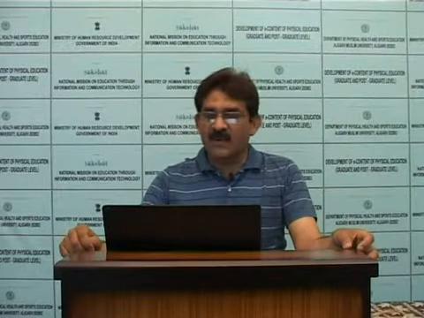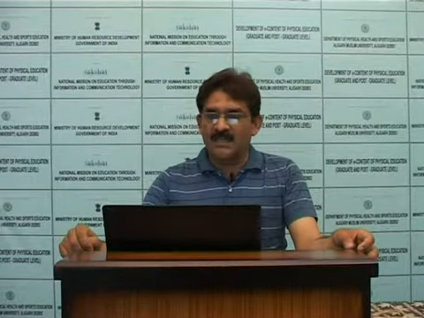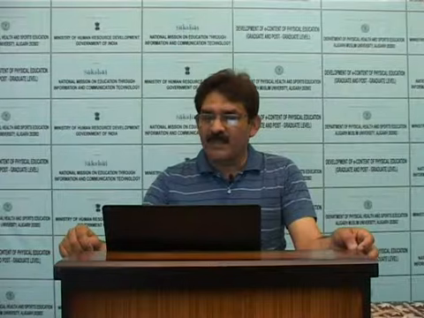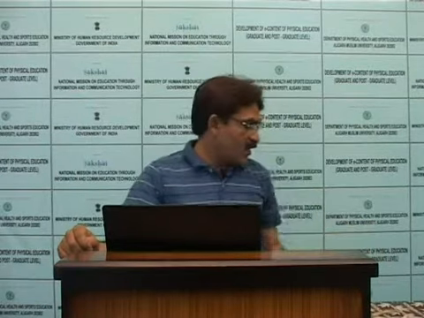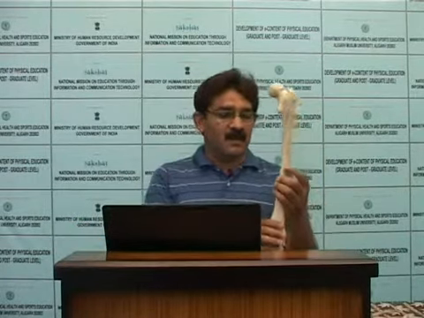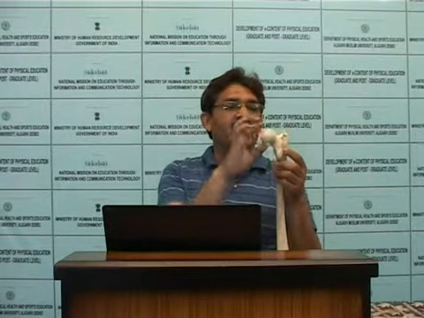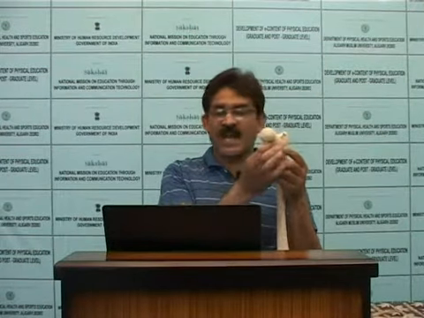For convenience, the skeletal system has been divided into the axial skeleton and the appendicular skeletal system. The longest bone in the body is situated in the thigh region and the smallest bone in the ear. The longest bone of the human body is the femur, and this is the head of the femur, and this is the surgical neck of the bone.